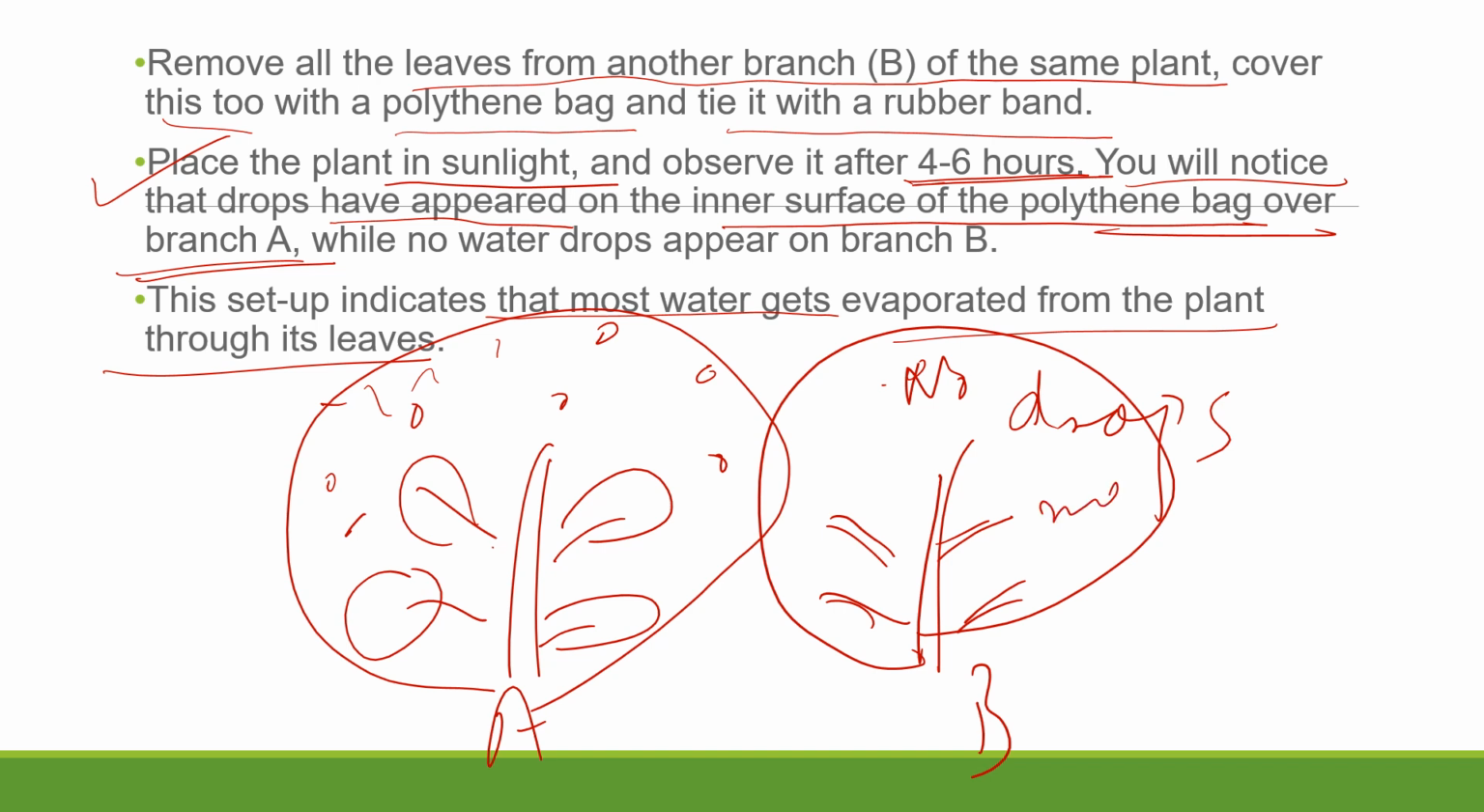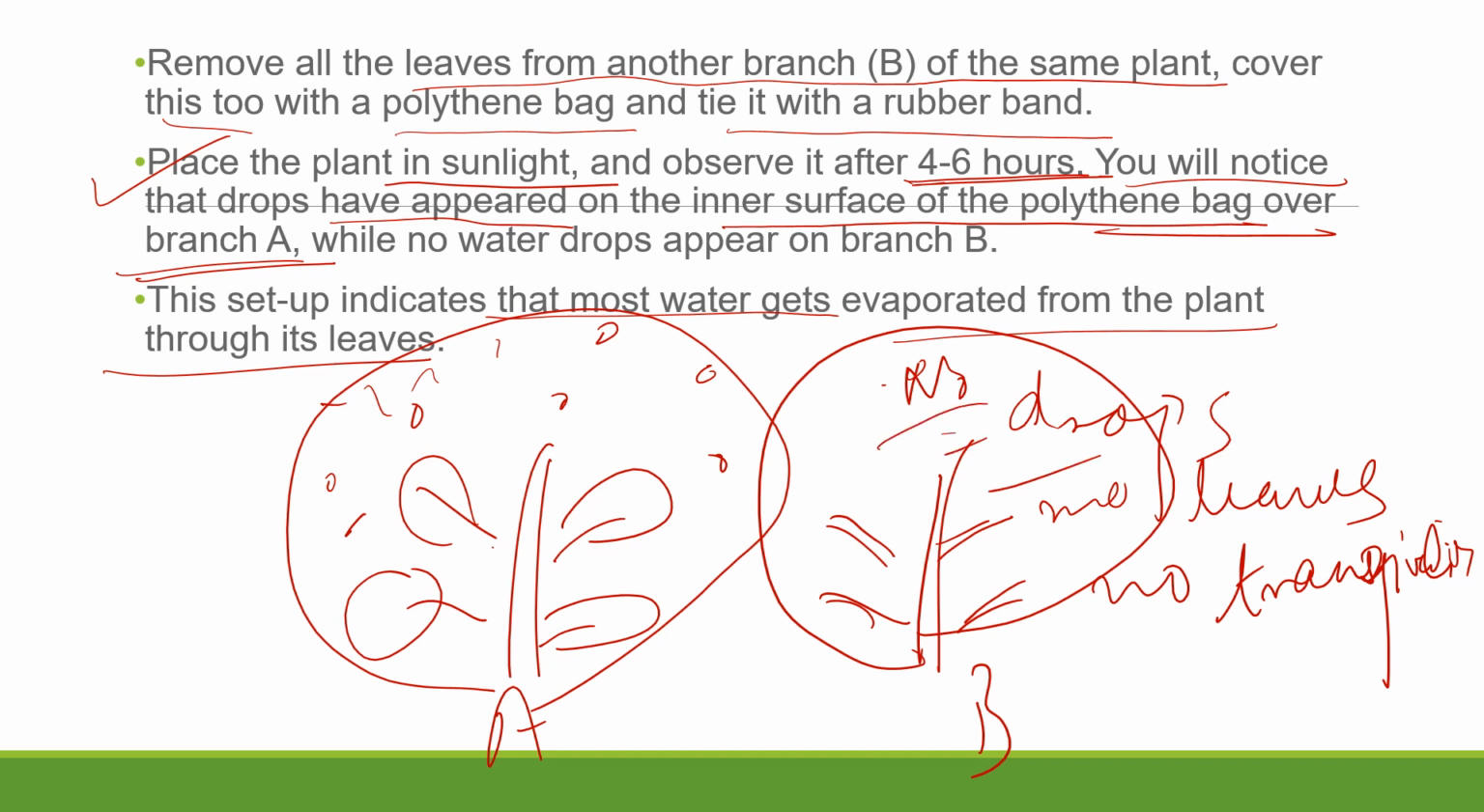So no leaves, no transpiration. Through the stem a little bit of transpiration happens, but less transpiration. But here, as we have torn off the leaves, we have seen that no water drops have appeared in this. So hence it is proved that leaves play the main role in transpiration, right?